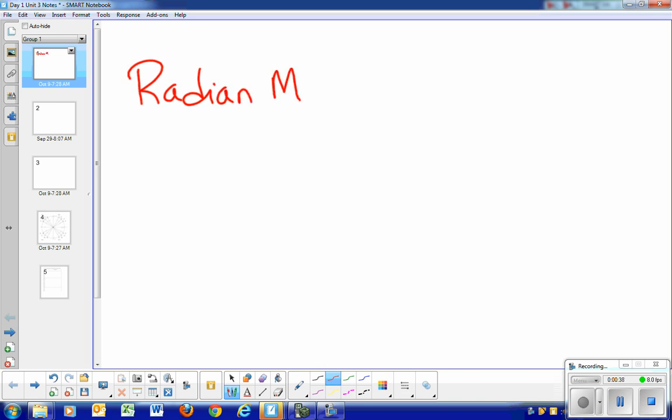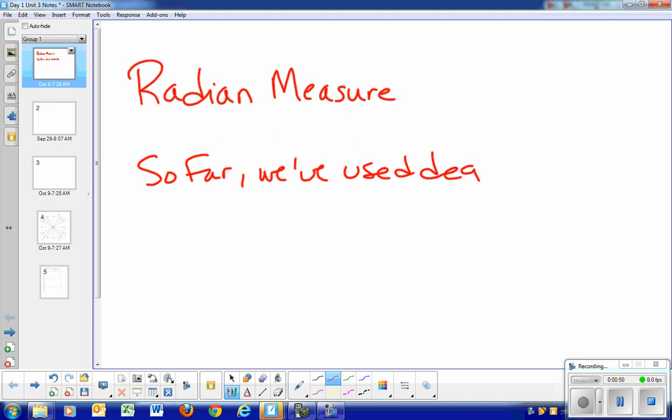And you may remember that you have seen the word radian when you change the mode on your calculator. So far, we've used degrees. We've only used degrees to measure angles.